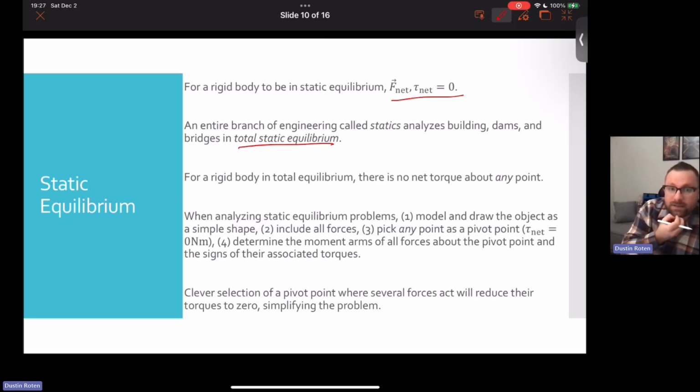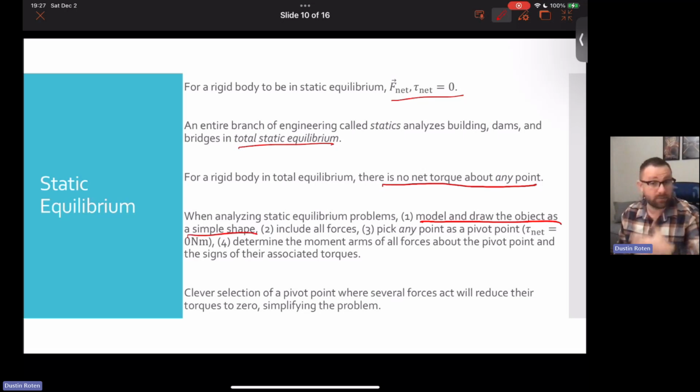So the cool thing is with an equilibrium problem where there's no net torque about any point, since there's no rotation, you get to pick where you put your pivot points. So when you actually analyze these static equilibrium problems, you want to model and draw the object as a simple shape. That's usually how it goes with these rotational problems. You want to include all the forces. Okay, and then you can pick any pivot point since the net torque is zero. So we can put a pivot point wherever we want to.